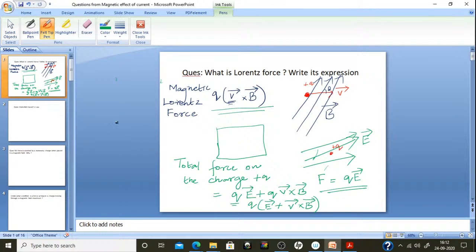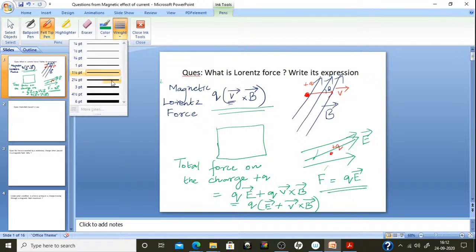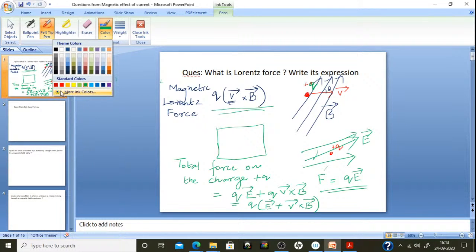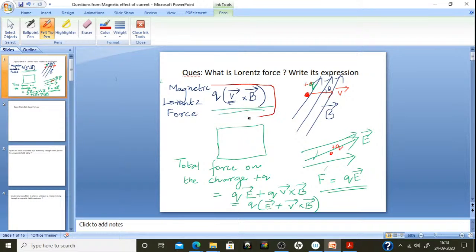Suppose I have a charge plus q here, right, and there is a magnetic field whose strength is B. Then this particle will experience a force because of the magnetic field, and the formula for that force is q times v cross B. This is the force on the particle which is moving in the magnetic field B with a speed v, right. So, v is the speed of the particle, B is the magnetic field, and the charge of the particle is q. Then it will experience a force this much. This is called magnetic Lorentz force.